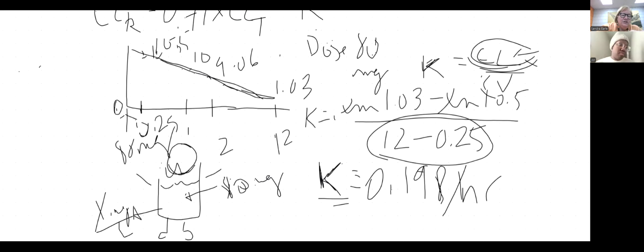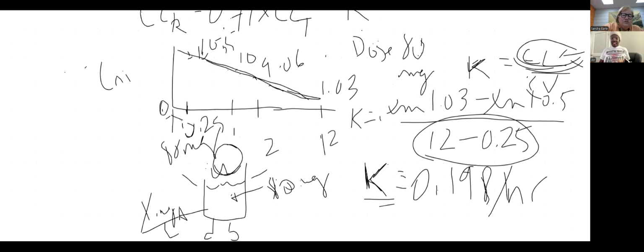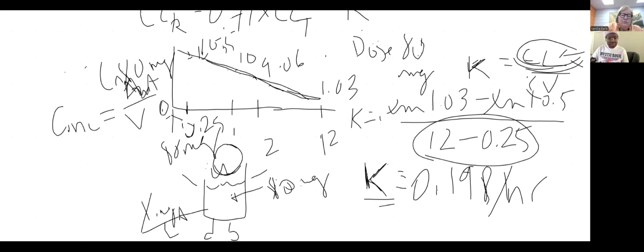Concentration is equal to amount per volume, right? And if our amount is 80 milligrams and we know whatever the concentration is, we can figure out the volume, can't we?